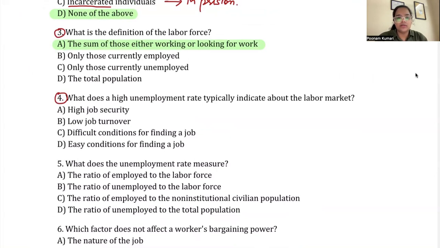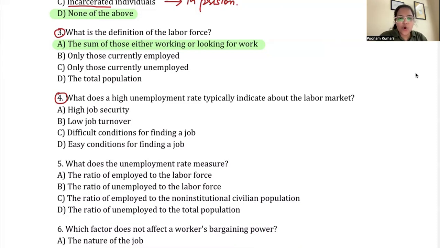Ma'am, difficult conditions for finding a job. Okay, so basically C and D are the exact opposite of it. Right? Something out of this should be true. So if there is a higher unemployment rate, it doesn't mean high job security, right? That doesn't make sense.